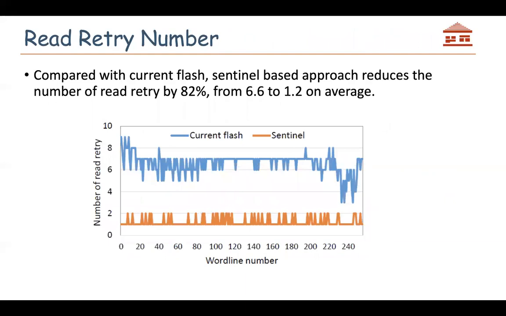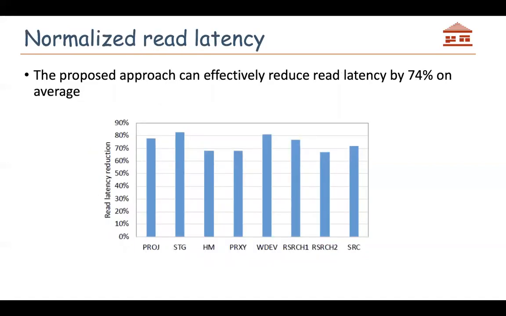Next, we compare the number of retries. Compared with current flash, which already implements some optimization methods, our proposed approach can reduce the number of retries by 82%. We then show the improvement on the read latency. The proposed approach can reduce read latency by 84%, and 74% on average.